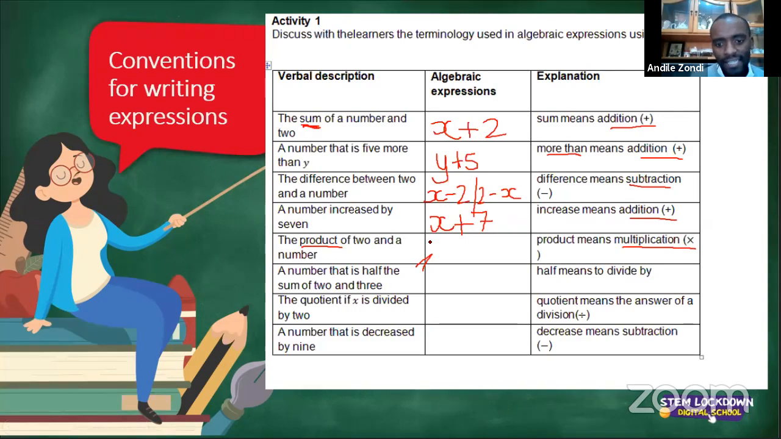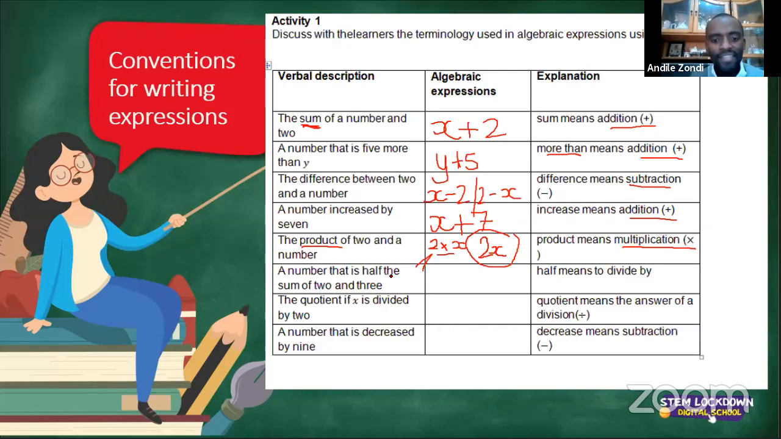Usually we don't write it as 2 times X, right? Rather, we write it as 2X, right? Just to make our lives easy. So I know there must be an X, right? So I prefer this format than this format. Okay, well done. Next question.